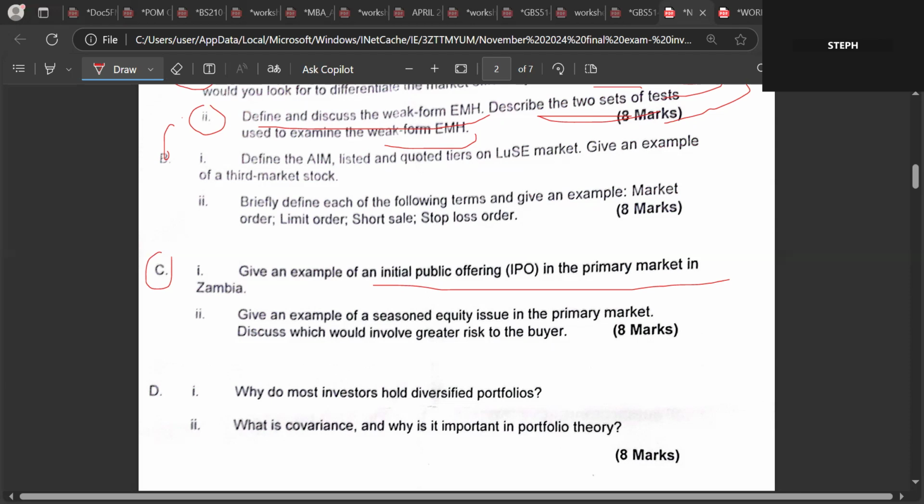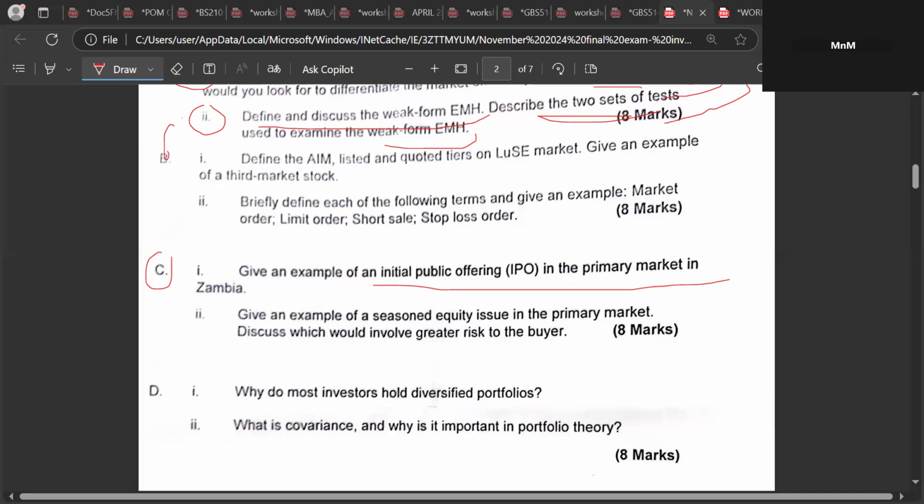So an IPO, Zambia Sugar was listed on the LuSE in 2007. During this IPO, Zambia Sugar offered its shares to the public for the very first time, which allowed the company to raise capital directly from investors while providing the investors an opportunity to acquire equity in the company itself. So it expanded its investor base and increased market visibility. So an IPO will occur in the primary market. Yes, please go ahead.